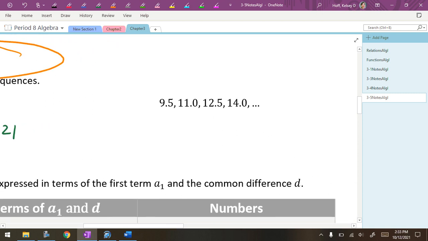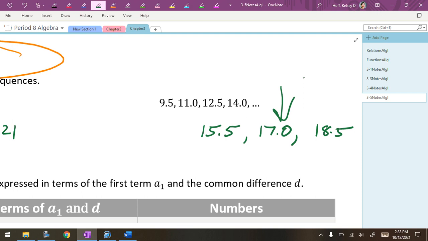9.5, 11.0, 12.5, 14.0, 15.5, 17.0, 18.5. What's the difference in that one? 1.5. Very good. And you guys did a good job. 17.0. They put that 0.0 on there. Follow their lead. Okay? And you're like, sweet. I can add or subtract all day long, right? Miss Hoff can't subtract to save her life, but she can add.